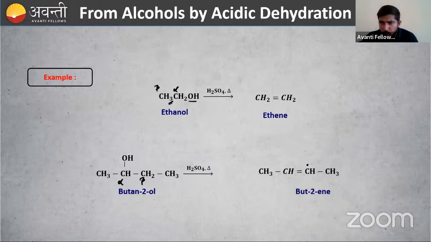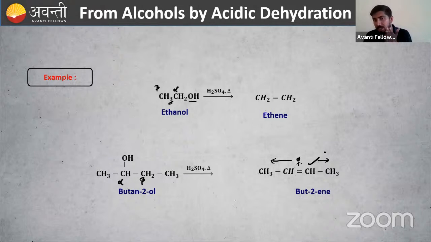So but-2-ene is the more symmetrical product. This side is the same, this side is also the same, so it is a symmetrical product. That is why it is the major product. But-2-ene is formed here, not but-1-ene. Why? It is more symmetrical, it is more stable. That is why but-2-ene is the major product. So that is an example for you.